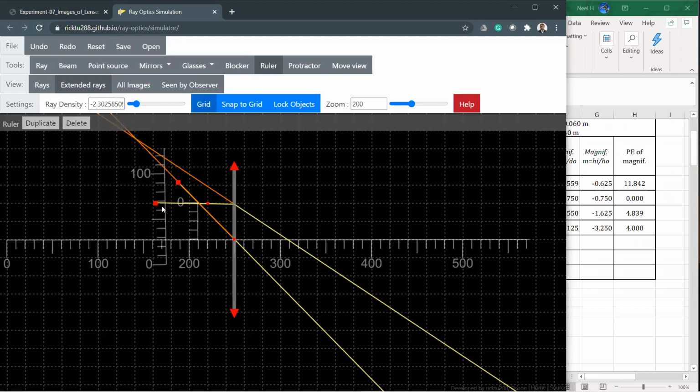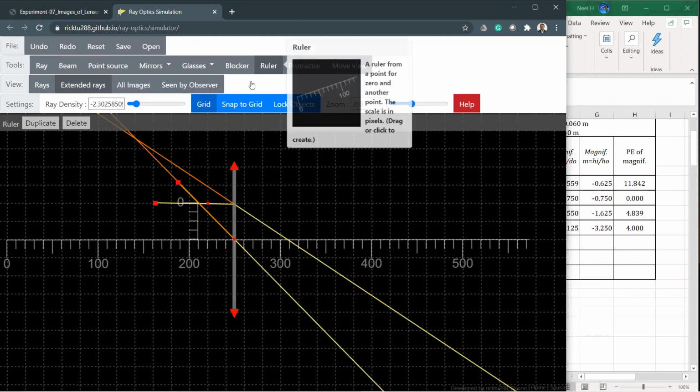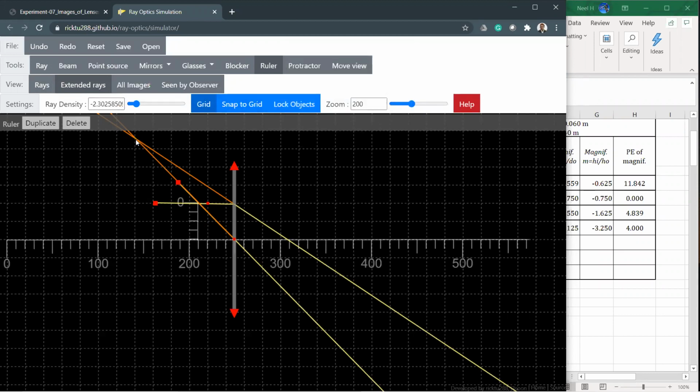You can click this next meter ruler and then bring it into here, or you can redraw a meter ruler from here. This is where the image top point is, from there to the principal axis.